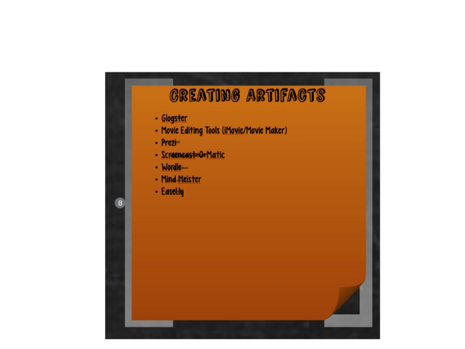Screencast-O-Matic is a tool that lets you record your screen. So if you have a project where students are showing how to do something, they can record their computer screen. Or maybe they're doing a web tour and they want to tour different websites and talk about them. They can actually record their screen. Wordle lets students make word clouds, which I'll show you. MindMeister is an online mapping tool. And Easily is a tool for students to make infographics.